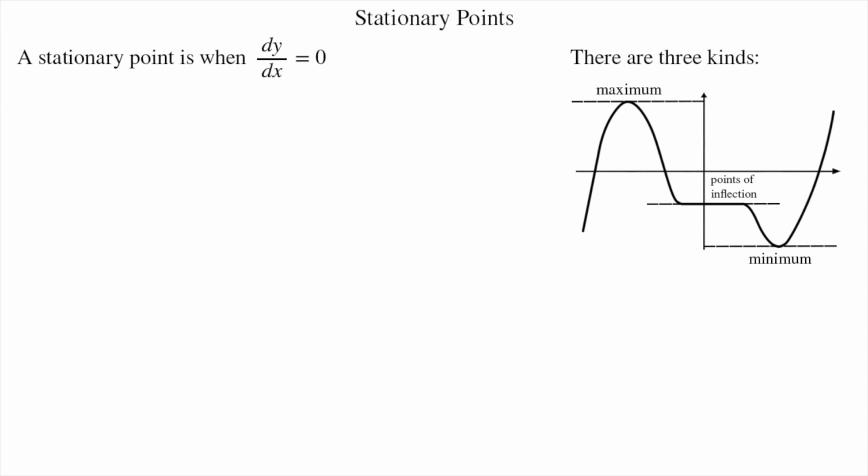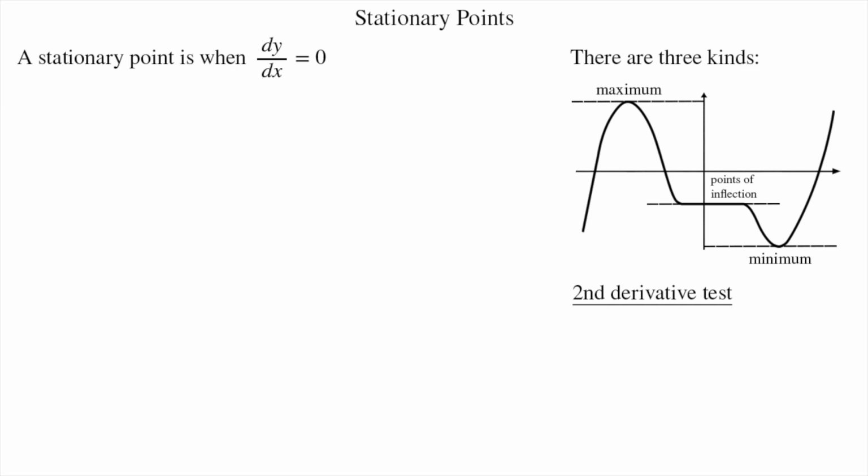If we're given a function, but we don't know what the graph of that function looks like, we know we can find all the stationary points by finding the x values which make the derivative 0. But how can we tell the difference between maximum points, minimum points, and points of inflection? Well, a good tool is the second derivative test.